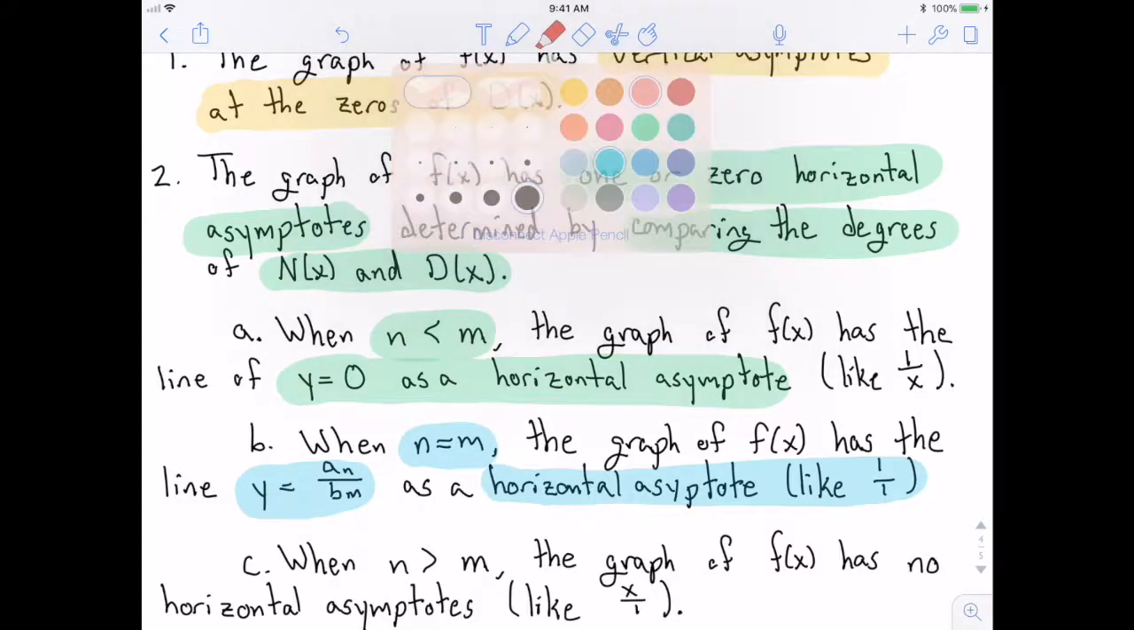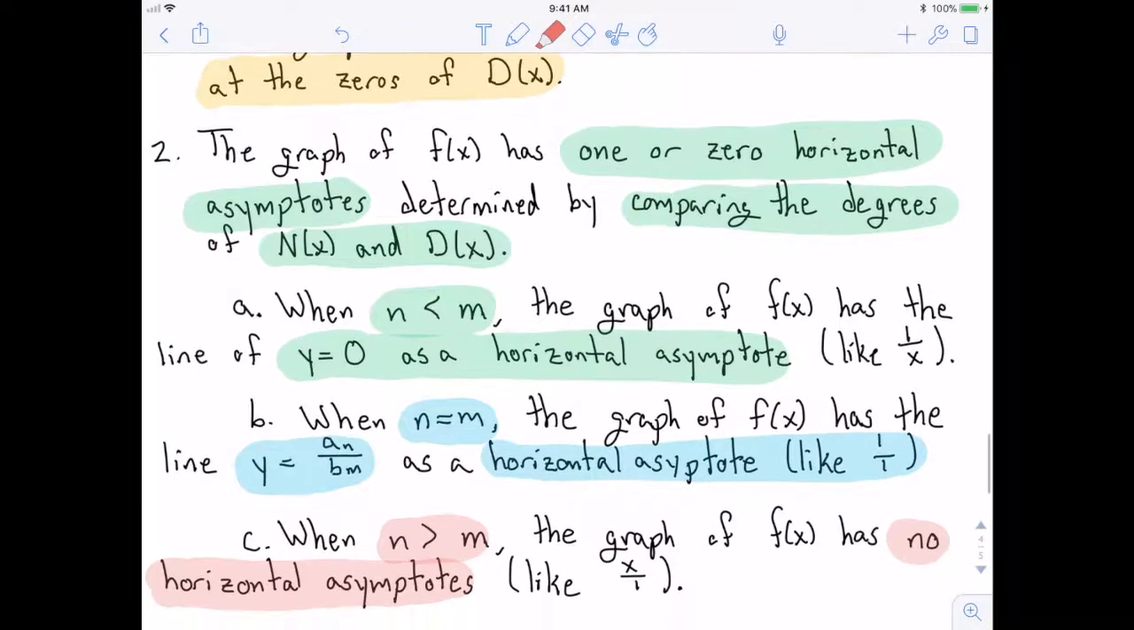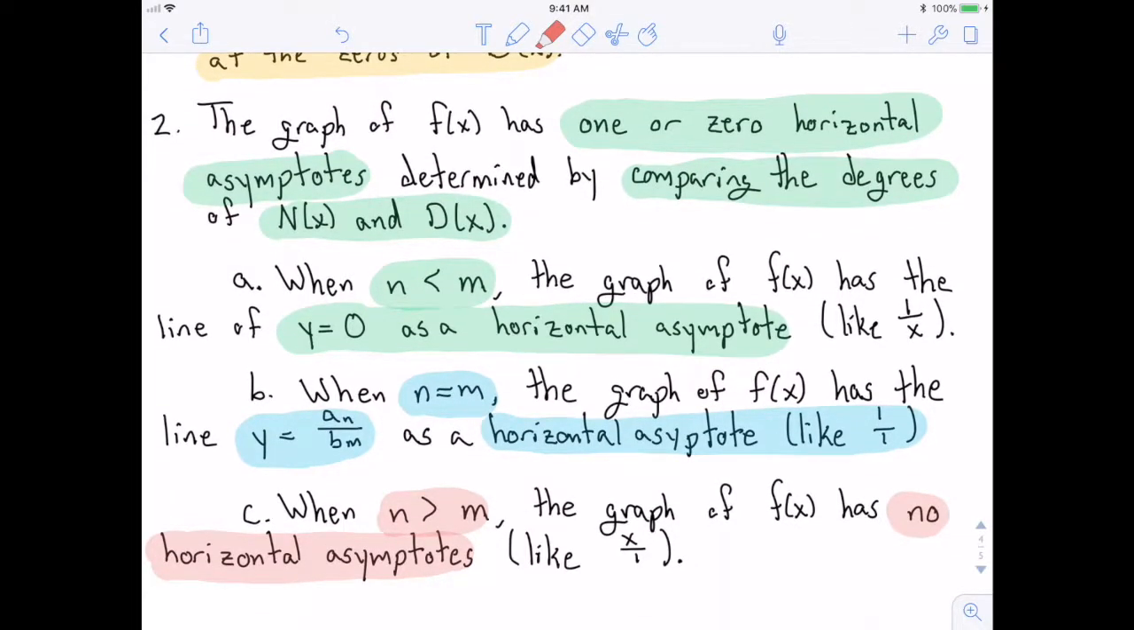The final case is when the top is bigger than the bottom, and if n is greater than m, then the graph has no horizontal asymptotes. And this is just like the graph of y equals x, or y equals x divided by 1. This is a straight line that goes up and down forever, and it never really settles in and goes on cruise control. And so we have a nice formula for the horizontal asymptotes. It just boils down to these three cases, and there's not anything tricky about them. Simply look at what the biggest exponent is on top and bottom, and then compare them with these three rules.